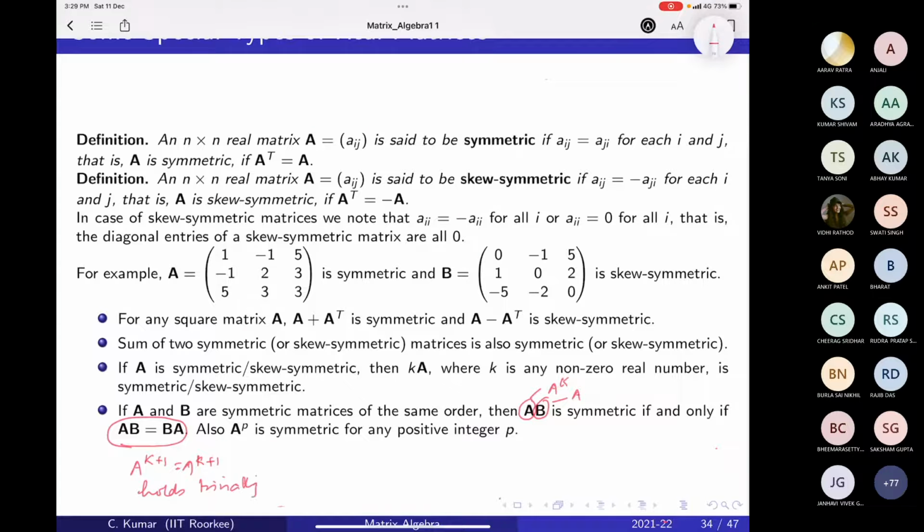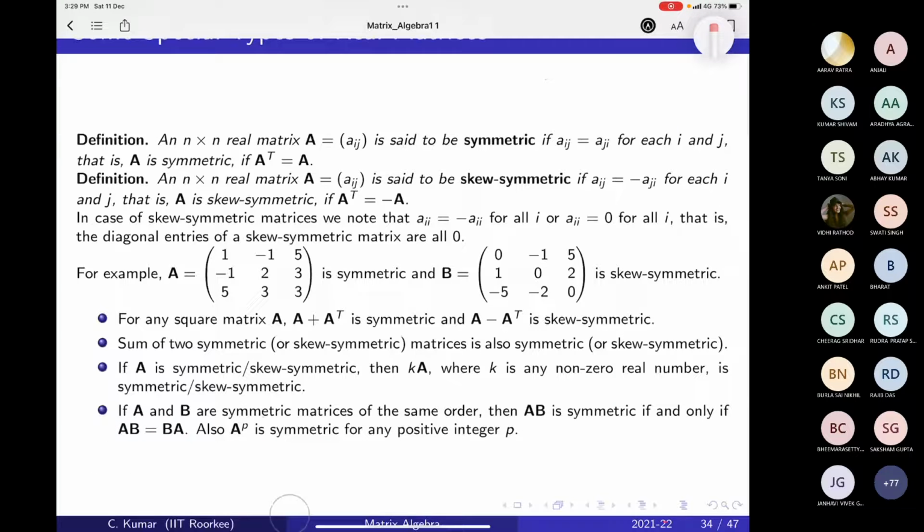Okay, but here this product will become A raised to k plus 1. And from this result, directly you can get that this is a symmetric matrix. Is this fine? Yes, sir. So that is why A raised to p is symmetric for any positive integer p. All right.